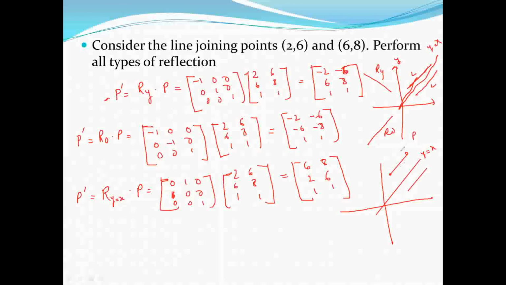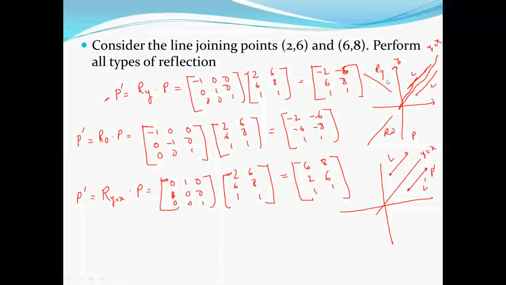Okay, original line segment L. Now after reflection with respect to y equals x, the line segment will be displayed over here with the points at P dash, and let us say the line segment is L dash. Fine. So in this way you can perform the reflection. If you know the reflection matrix for any type of reflection, then you can reflect any object with respect to any axis. Clear?